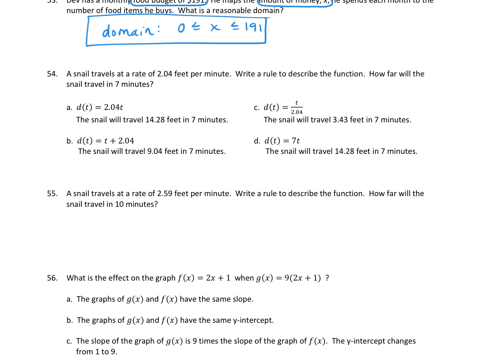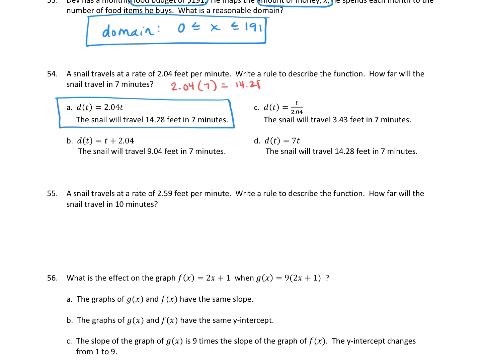So option A has the rule that we like, and then says the snail will travel 14.28 feet in 7 minutes. So we can just check that. If we plug in a 7 for that T, 2.04 times 7, that does give us the 14.28. So this is the rule to represent the situation and how far the snail will travel in 7 minutes.